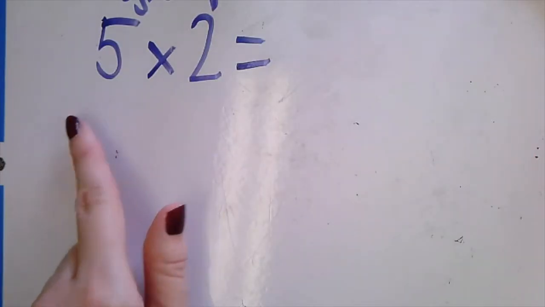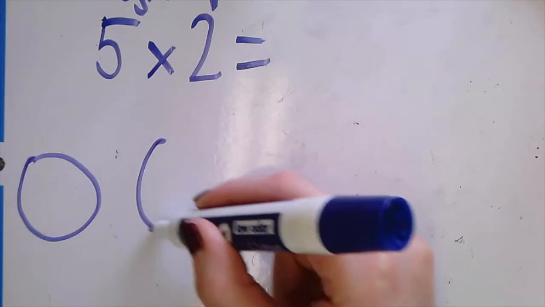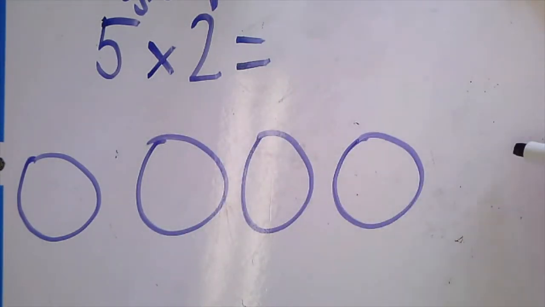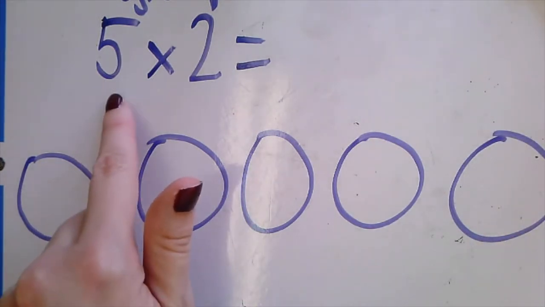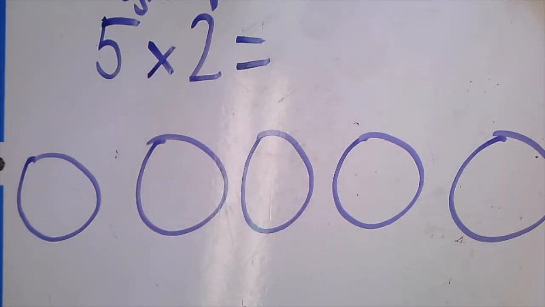So I need to make 5 groups. So we have 1, 2, 3, 4, 5. Now, for each group, it says I need 5 groups of 2. So I'm going to need 2 in each group.